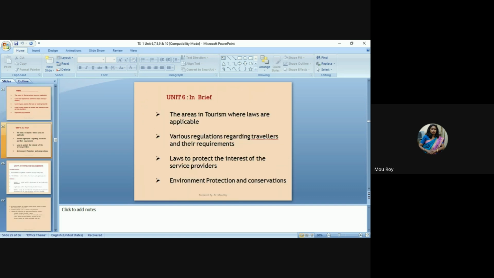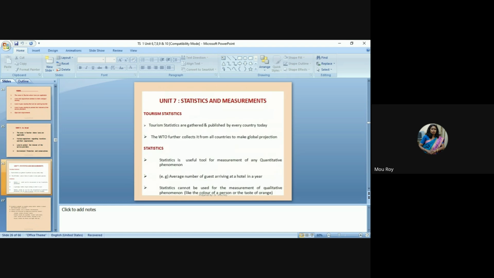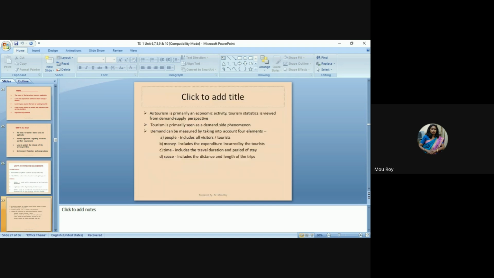So in brief, we should know what areas in tourism have laws being implemented that are applicable, and the various regulations regarding travelers and their requirements. There are also laws to protect the interest of the service providers, as well as environment protection and conservation. Now coming to statistics and measurements. This is very important.